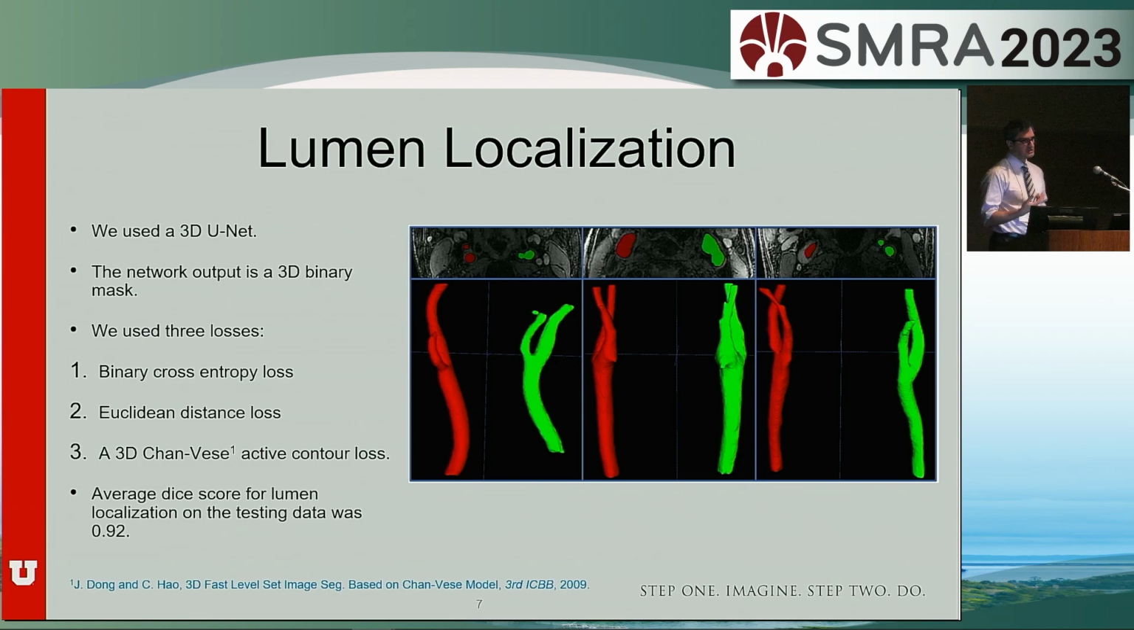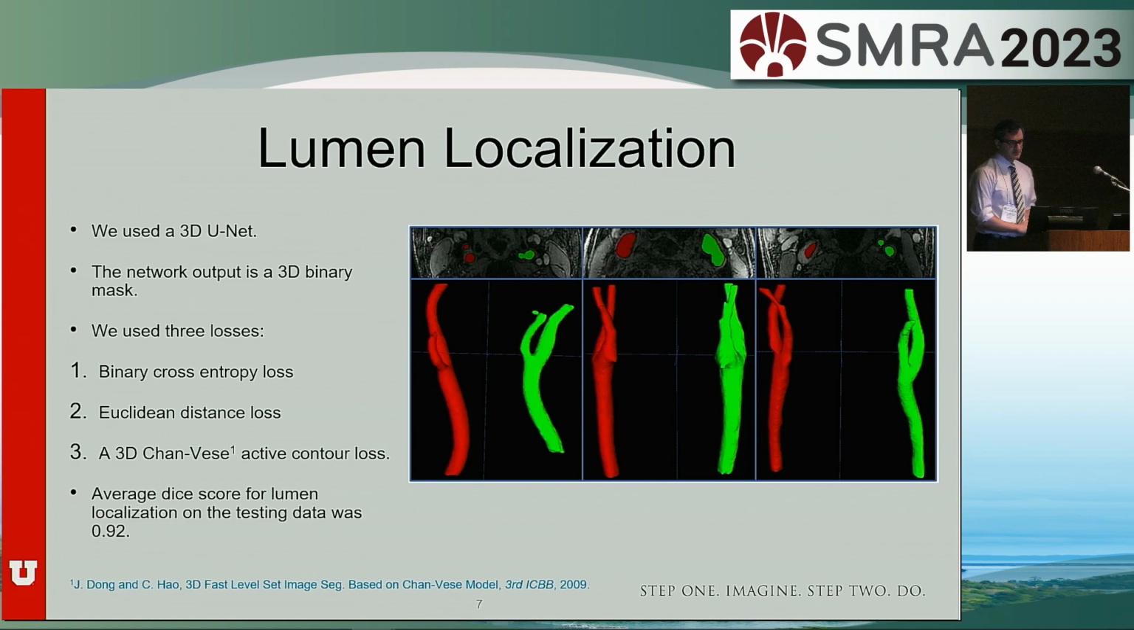After the bifurcation detection, we are able to extract the region of interest, a 3D bounding box around the bifurcation, to do the lumen localization of the carotid arteries. For that goal, we are using a 3D U-Net, and this U-Net has been trained using three different loss functions, including binary cross entropy loss, a Euclidean distance transform loss, and also a 3D Chan-Vese active contour loss. The last loss is an unsupervised loss function and doesn't require any labeling data.